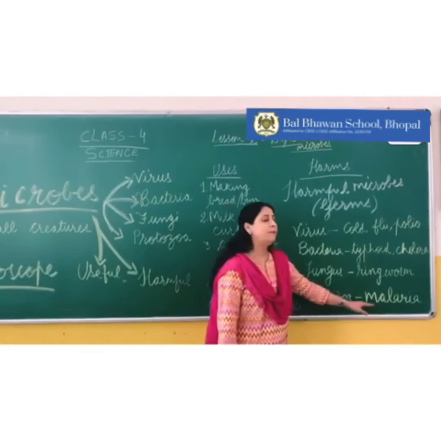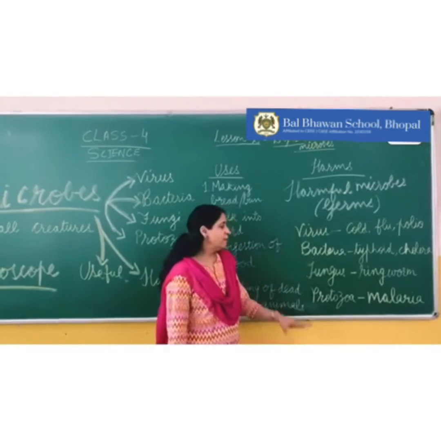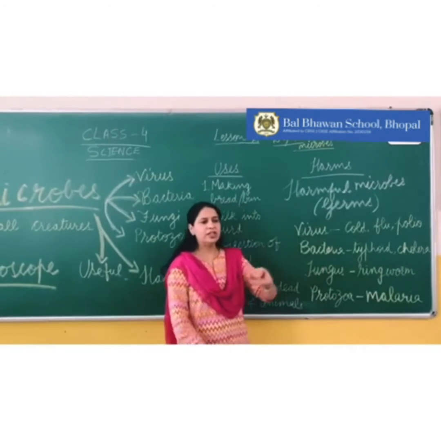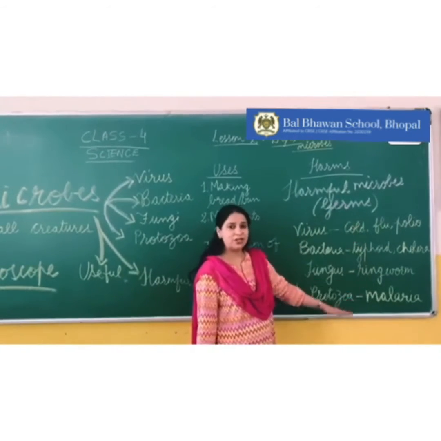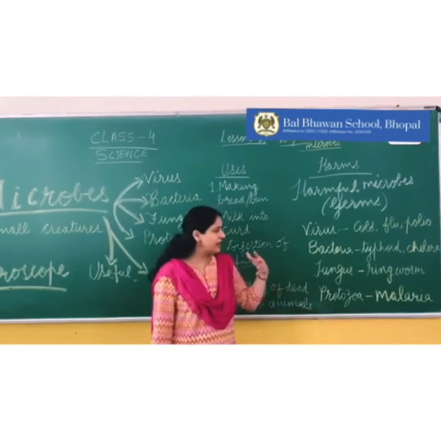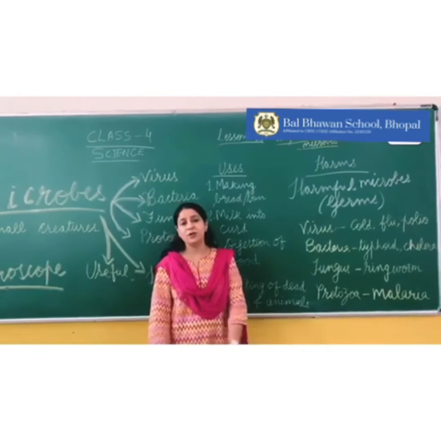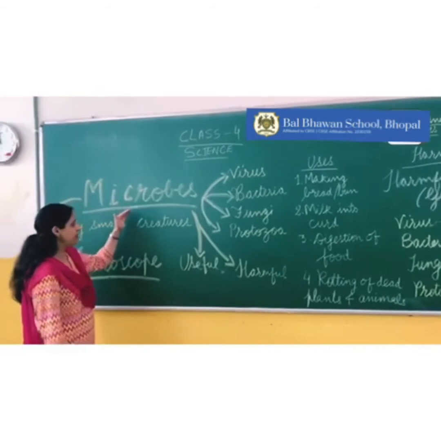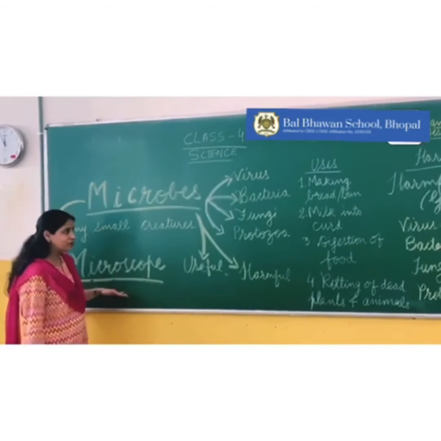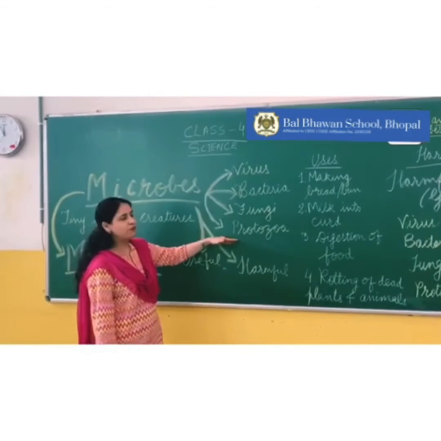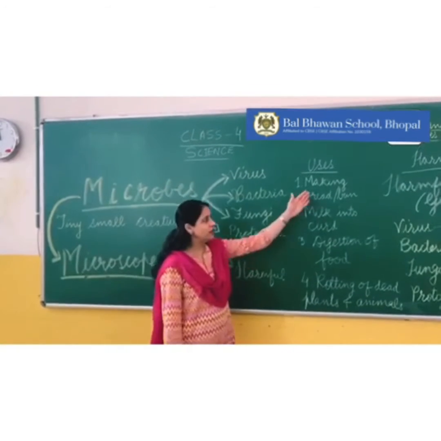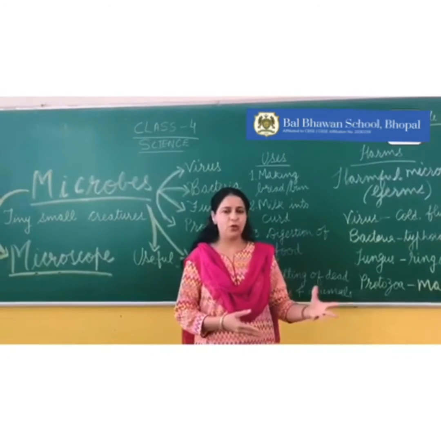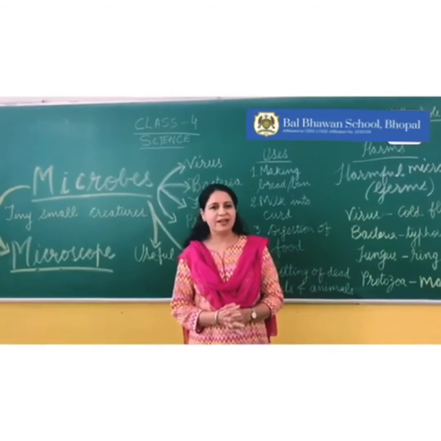So it happens with the bite of a mosquito, but that mosquito must be a carrier of the protozoa which causes malaria. So these are the harmful microorganisms which cause certain diseases. There are various other diseases also which are caused by different types of microorganisms. So I hope you all have understood the microbes, what are microbes, what is a microscope, what are the different types of microbes, what are the uses and what are the harmful microbes. So I'll follow it up with a slideshow. You just watch that for a better understanding of the chapter.